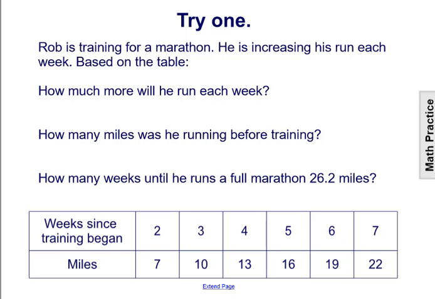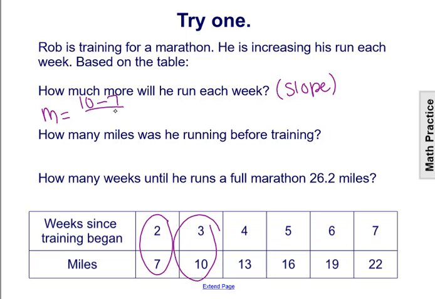The first question, when we're asking how much more will he run each week, we're asking per week. We're asking for that change from week to week. We're asking to find the slope. So if we look from, let's use the 2 points (2, 7) and (3, 10), we can use y2 minus y1 over x2 minus x1. We can use 10 minus 7 over 3 minus 2 to get 3 over 1. So we have a slope of 3.